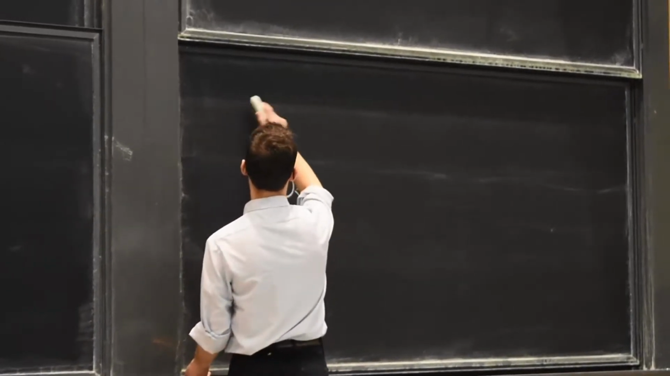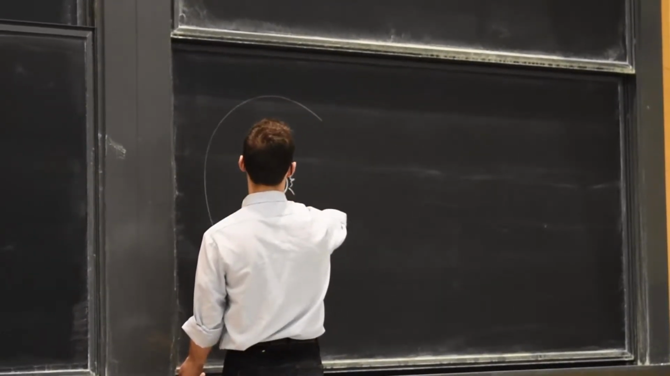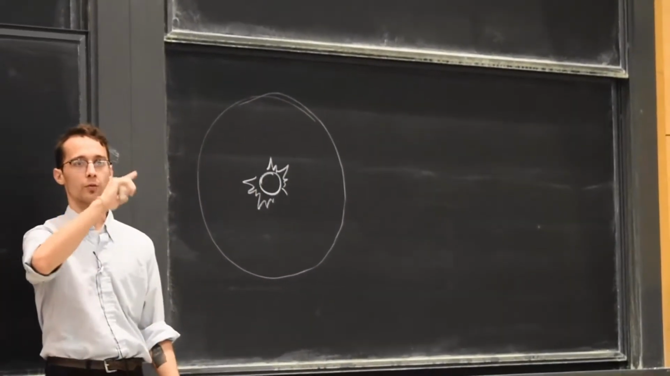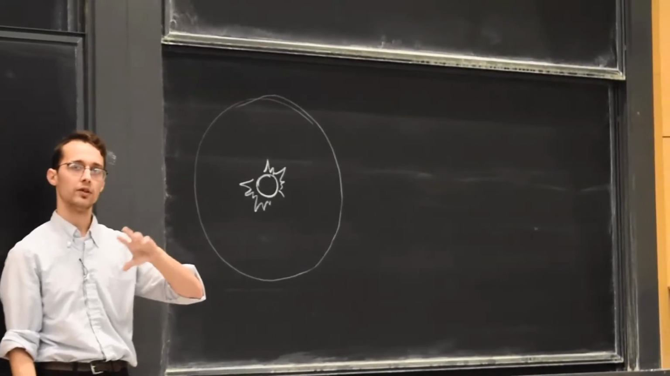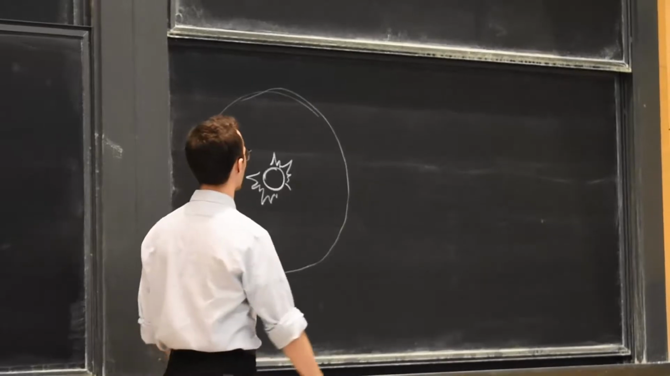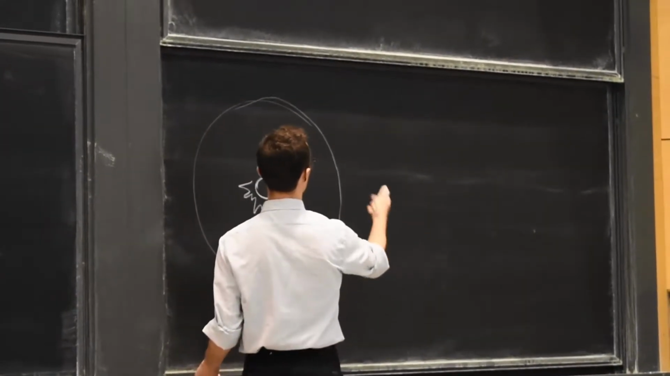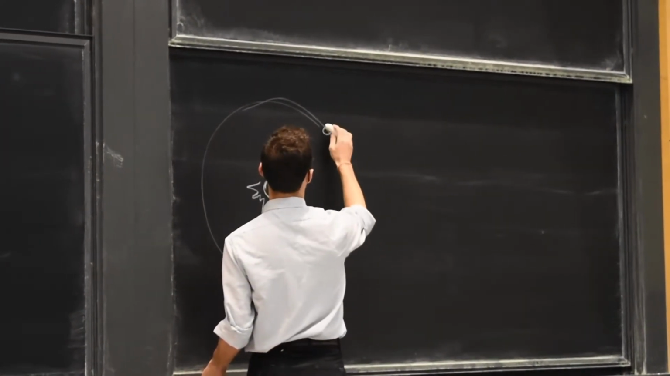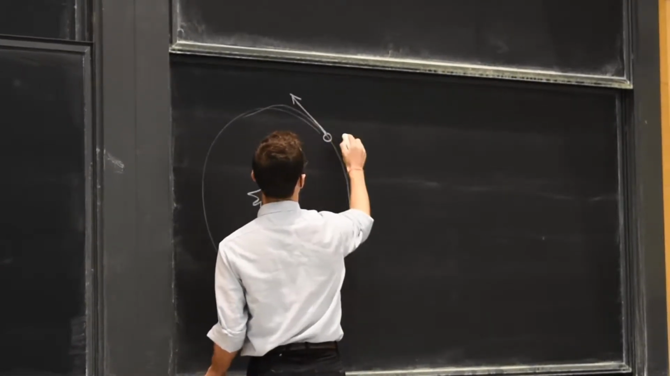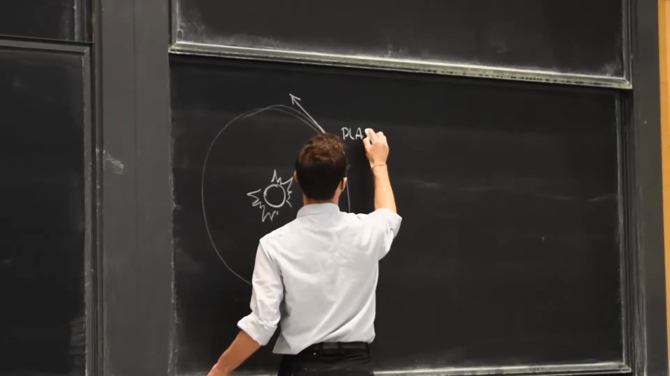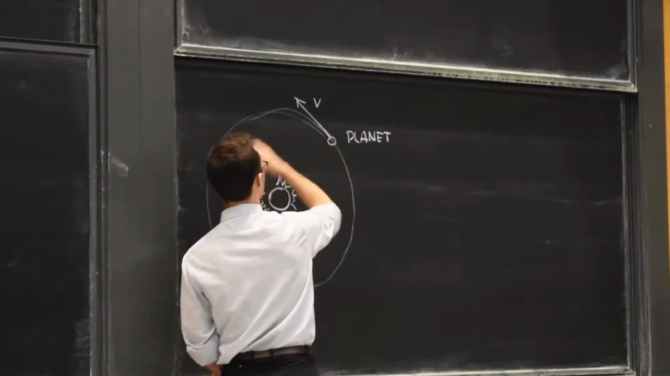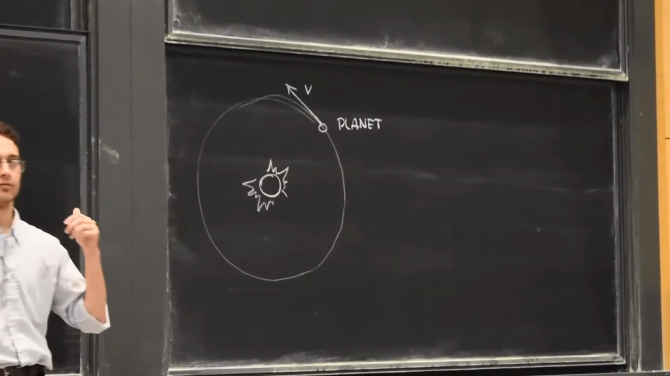And around the sun is, as normal, a planet or a satellite going around it in some circular orbit. We'll stick to circular orbits for now, even though in general they're ellipses. Circular is going to be easy, but what I'm about to do in the end result will apply perfectly fine to elliptical orbits. All right? And our planet is going to go around on its orbit at some speed v.